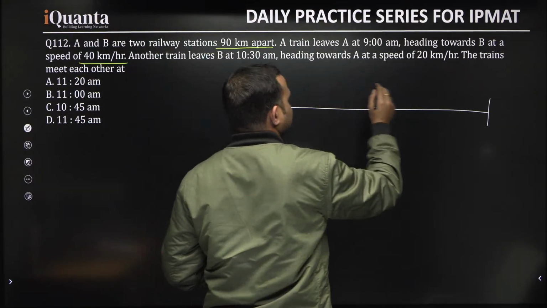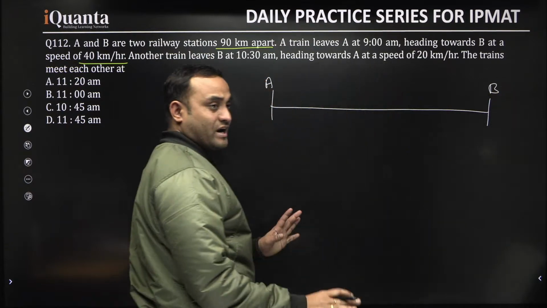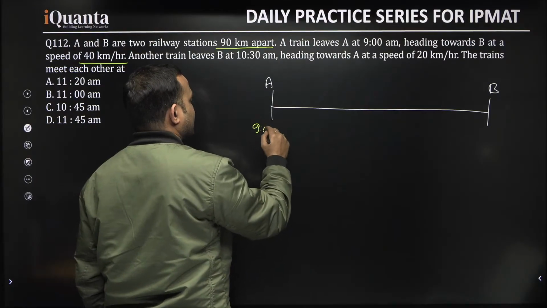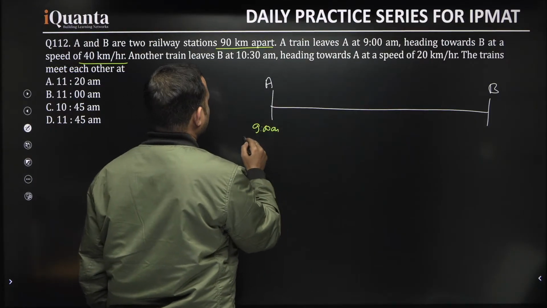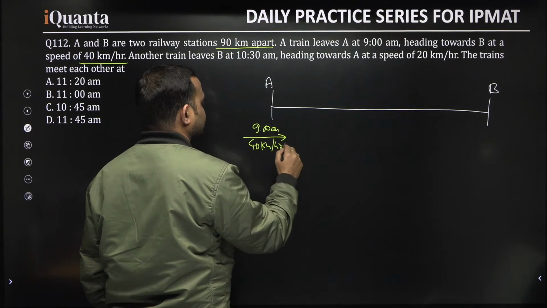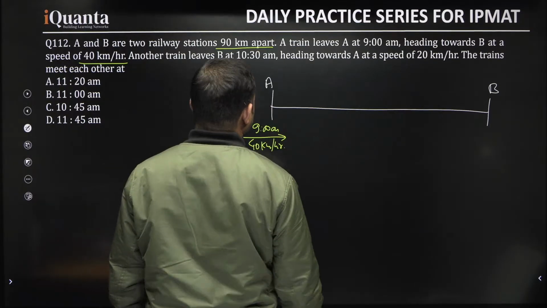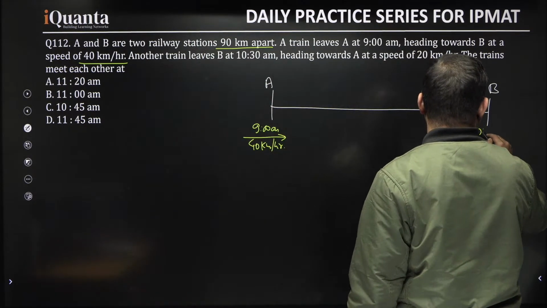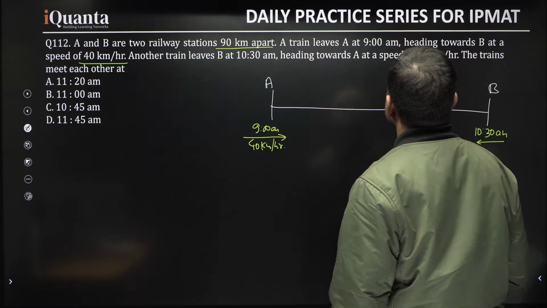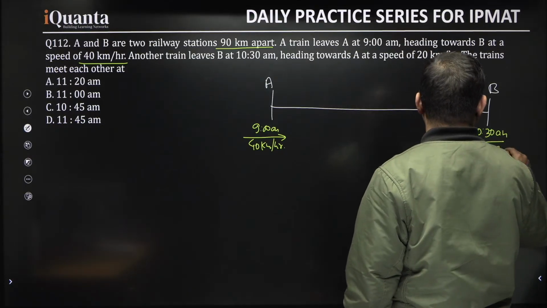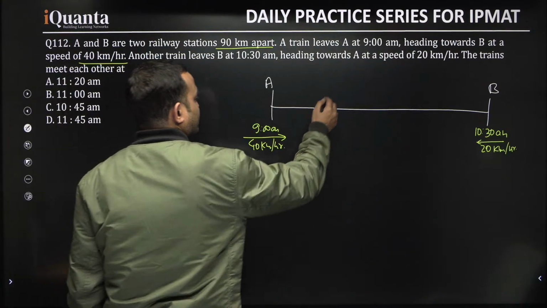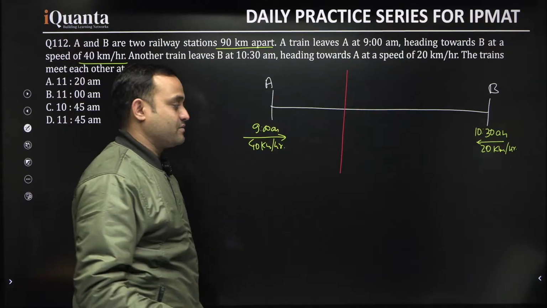This is A, this is B. Train 1 leaves at 9 AM, right? A train leaves A at 9 AM with a speed of 40 kilometers per hour. And this train leaves at 10:30 AM with a speed of 20 kilometers per hour. So first of all, what do we do? We will find the distance between them at 10:30.